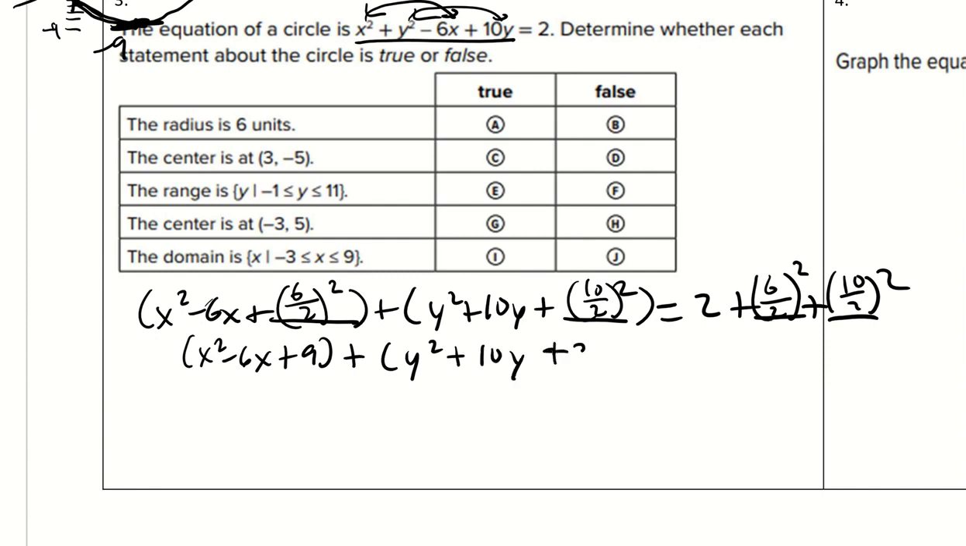10 divided by 2 squared is 25. You get 2 plus 9 plus 25. And then when you add those, that's 11 plus 25, which is 36.